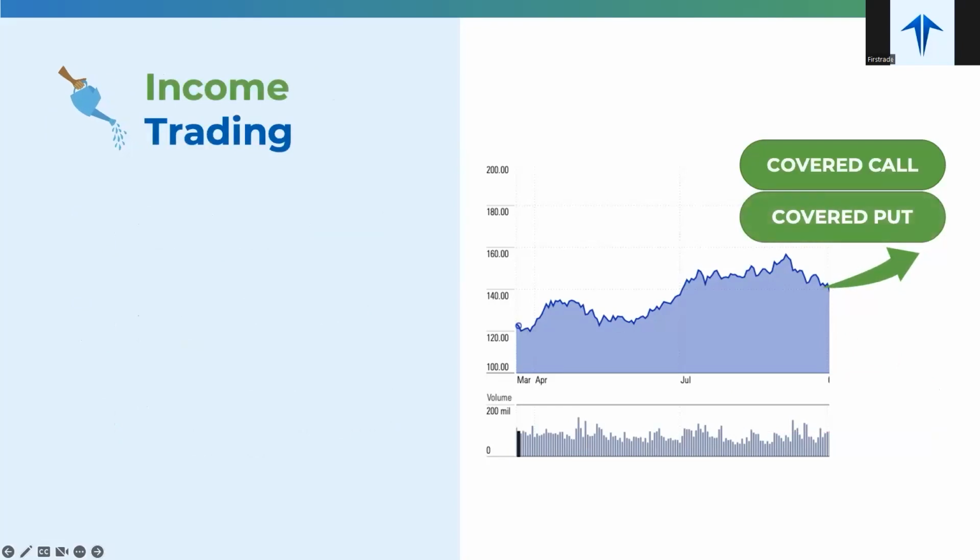The next is income trading. Now I've got two examples up here, which is a covered call and a covered put. And a covered call just means that I am taking shares that I already own. So if I own 100 shares of, say, this security at 140, and I'm bullish, and I want to create an obligation, because remember, the long call is I purchased the right to buy. The short call means I've sold the right to buy. If I've sold the right to buy, I'm obligated to sell.